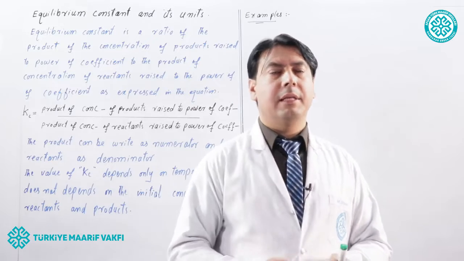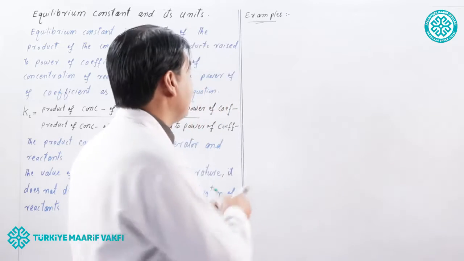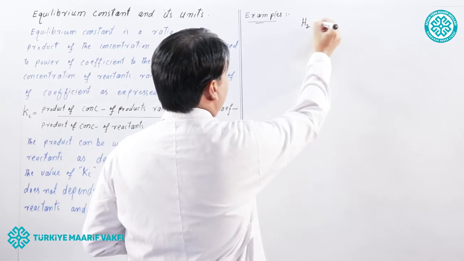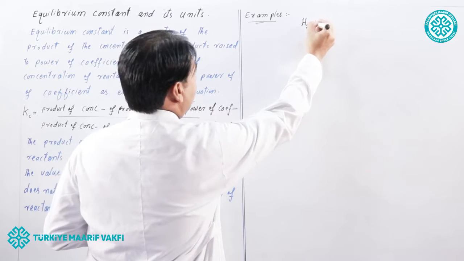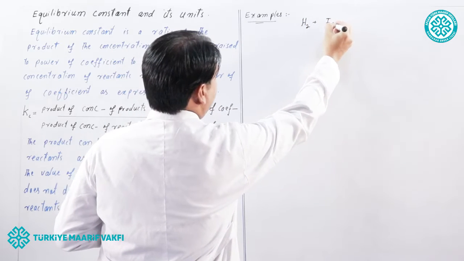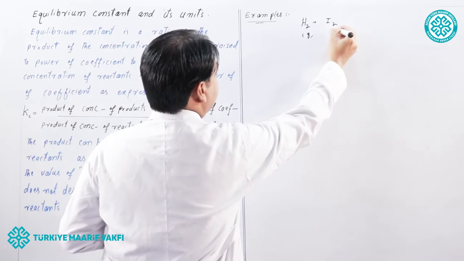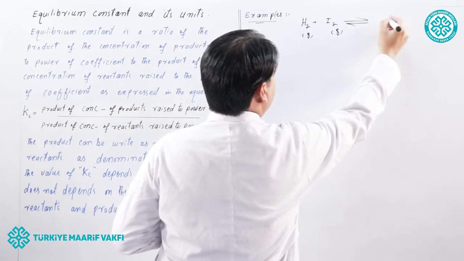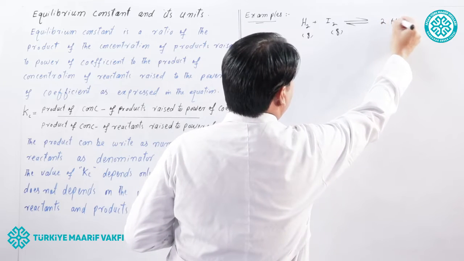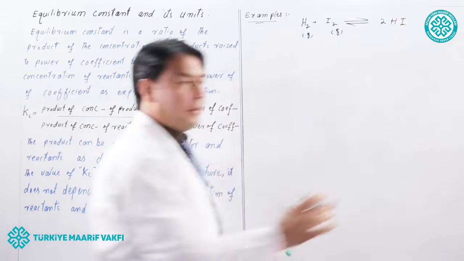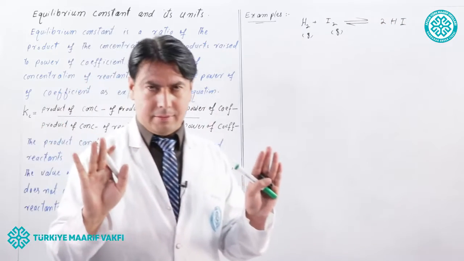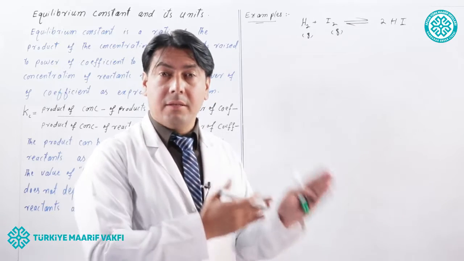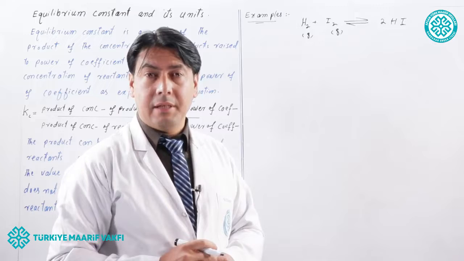So, look at the example. For example, H2 plus I2 in gaseous phase reacts and produces 2HI at equilibrium state. What will be the Kc? How will we express this equation in terms of Kc?